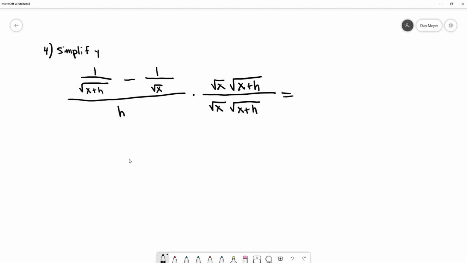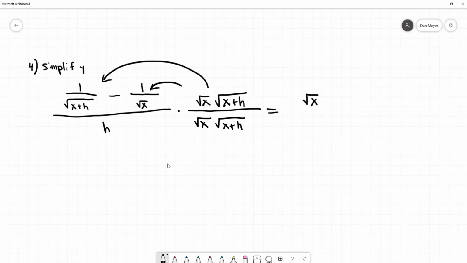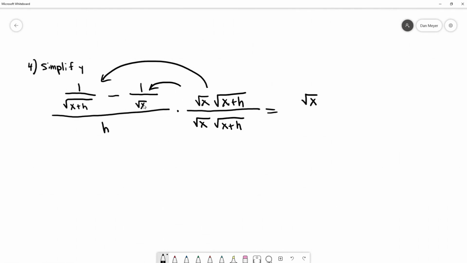Okay? Now, when you distribute this through on top, the root x plus h part cancels out in the first bit, and you're just left with root x. And the root x bits cancel out on the second term. When I distribute this onto the second term, the root x here cancels with the root x in the denominator there, and we're just left with minus root x plus h.